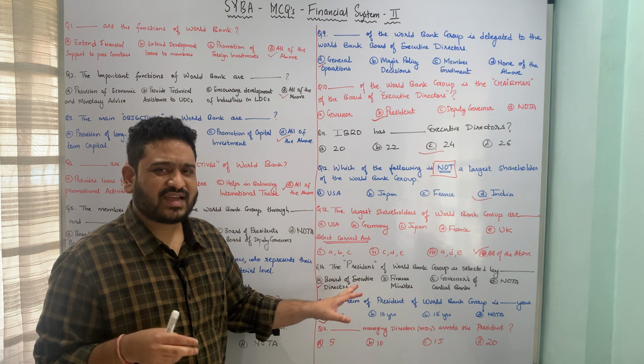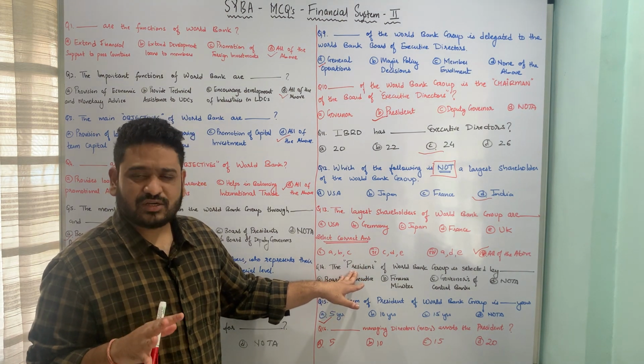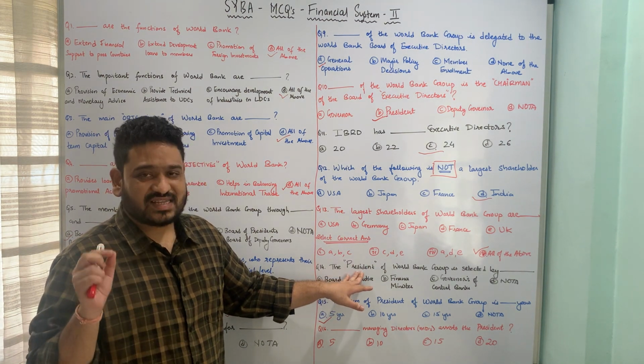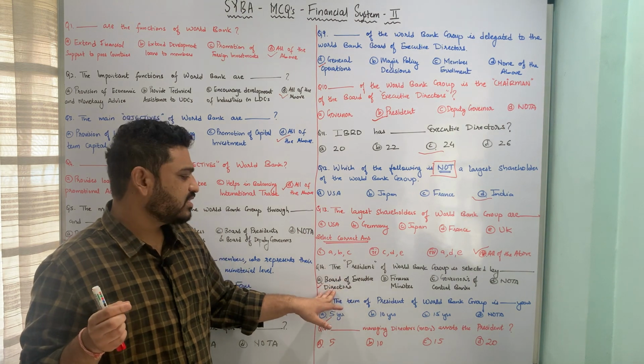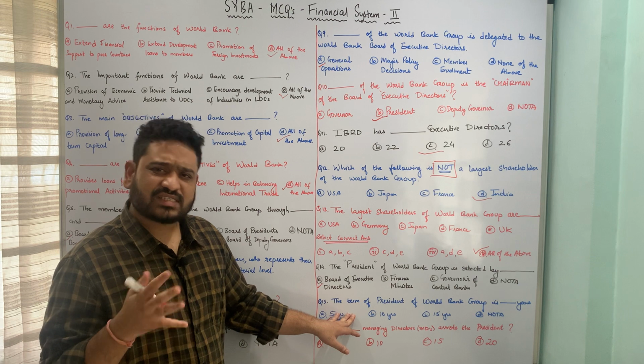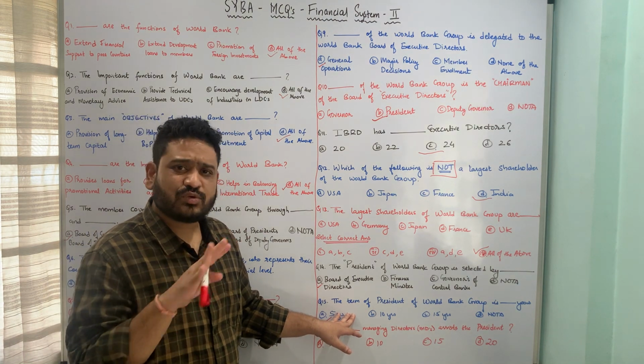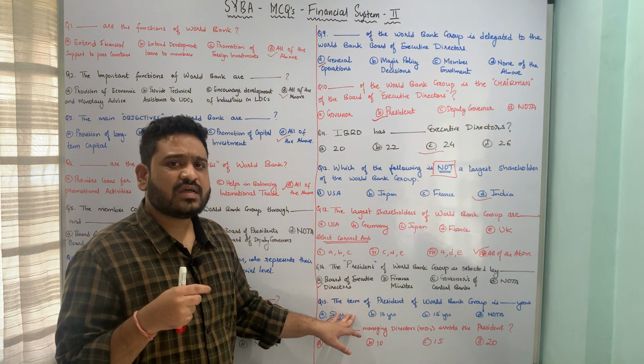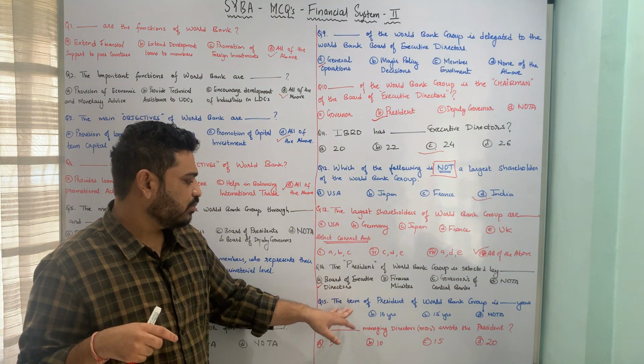So these are some of the facts associated with the president of World Bank Group. He or she is selected by the board of executive directors, then appointed for a term of 5 years, can be extended for another 5 years. There's no age of retirement for the president per se. I hope both these questions are clear.